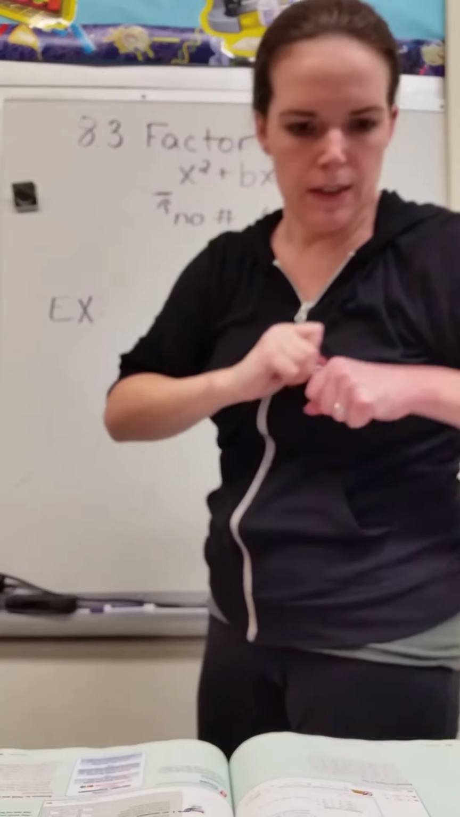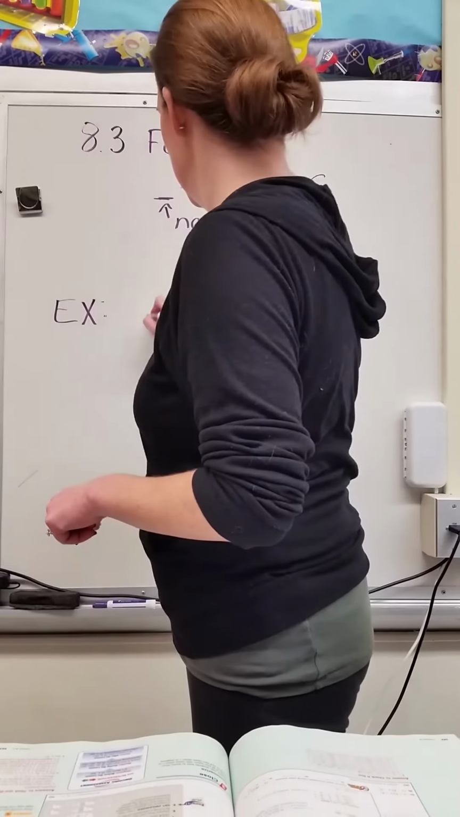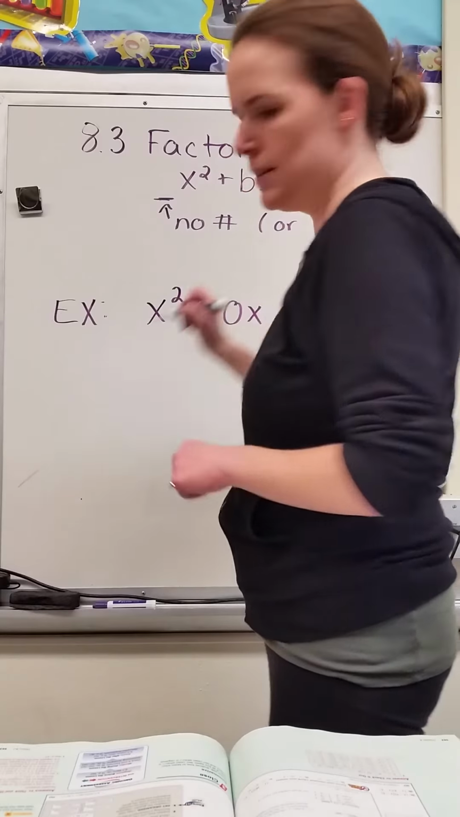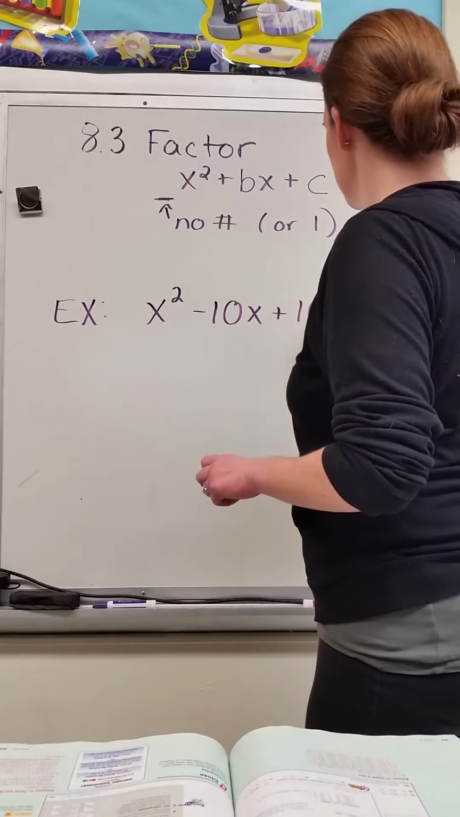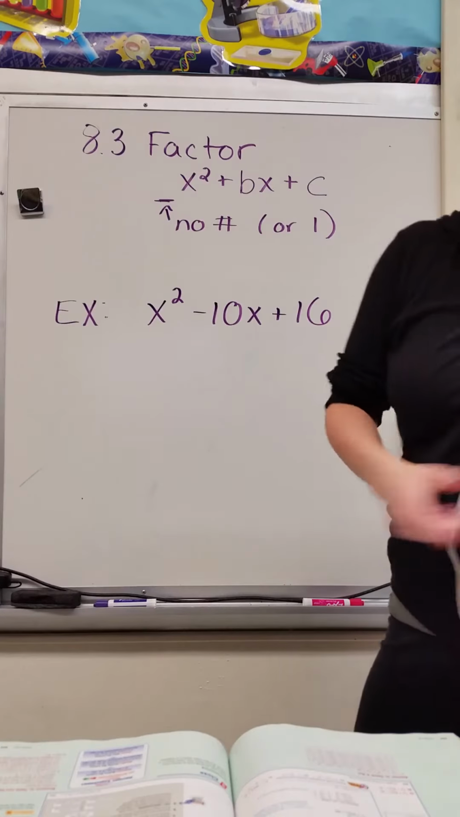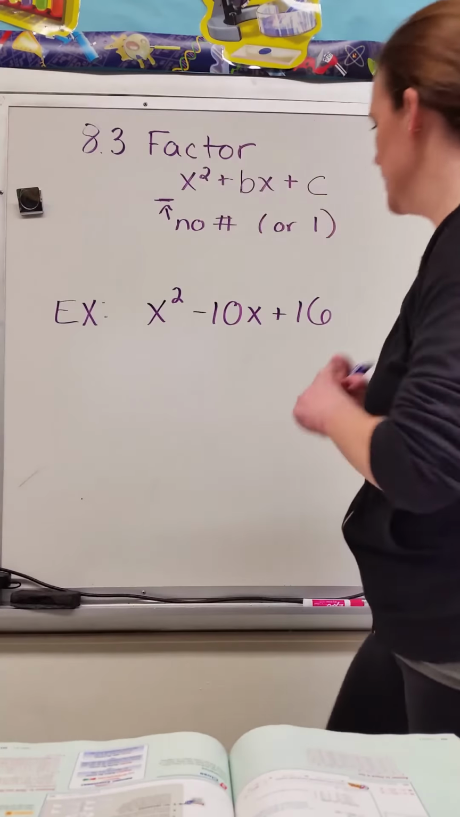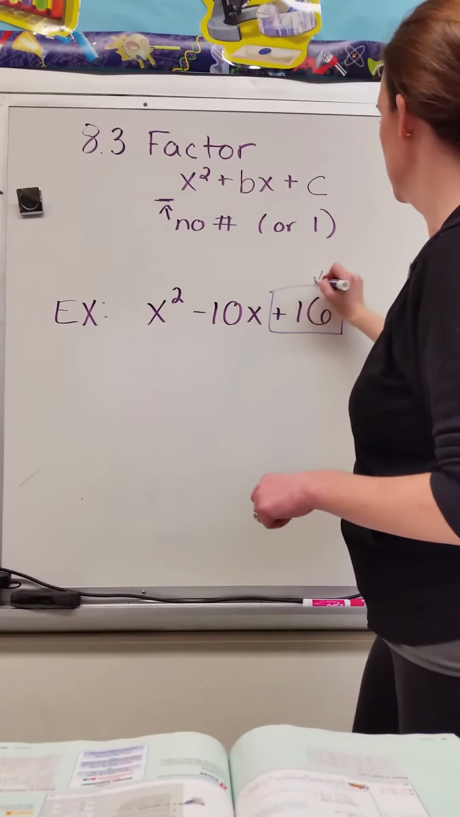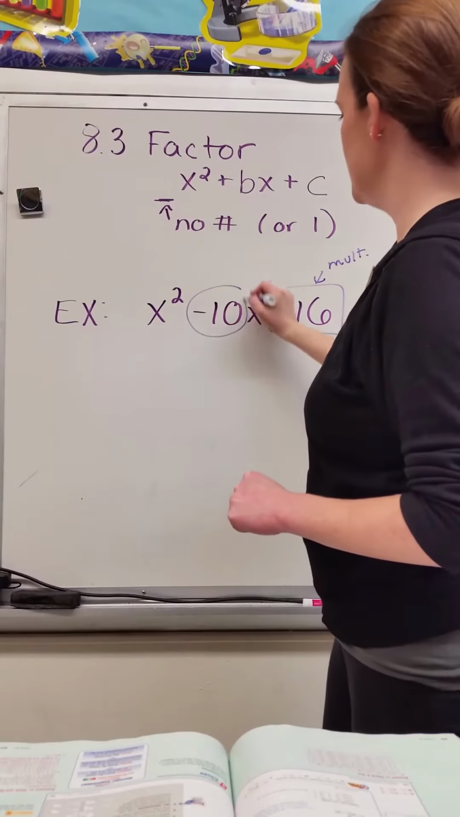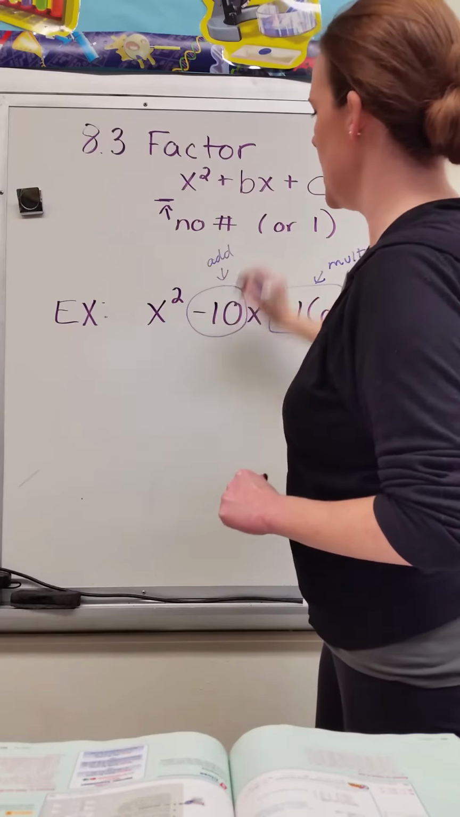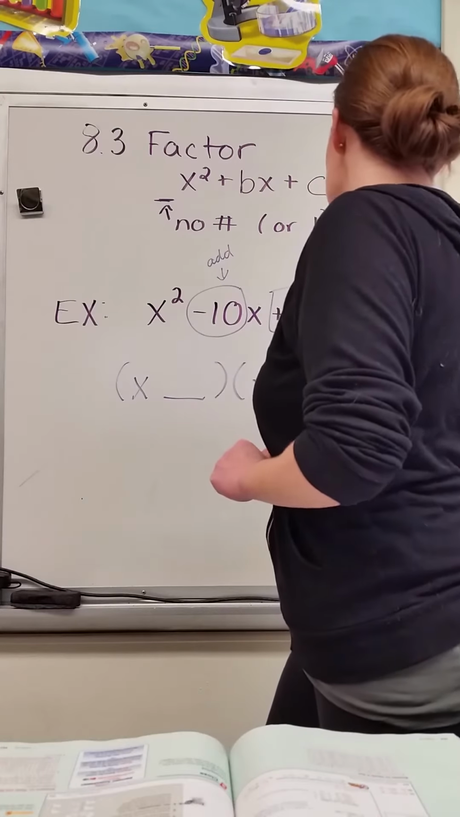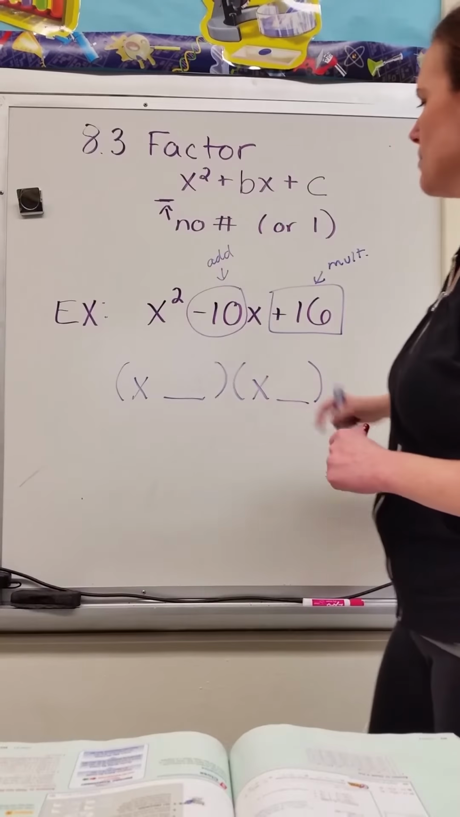So we have x squared minus 10x and plus 16. So we're looking for numbers that are going to multiply to be a positive 16. But in this case, we're going to add to be a negative 10. So we know it's going to be x and x. And we're just filling these numbers in.